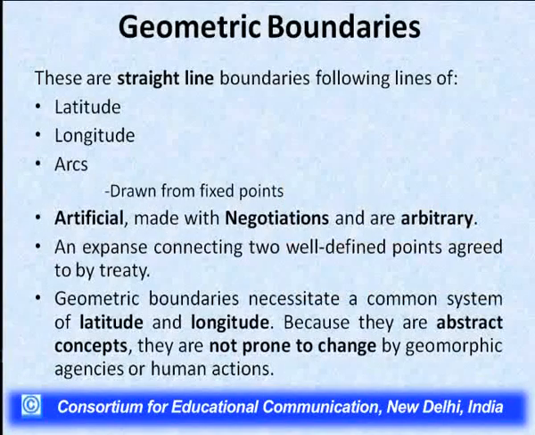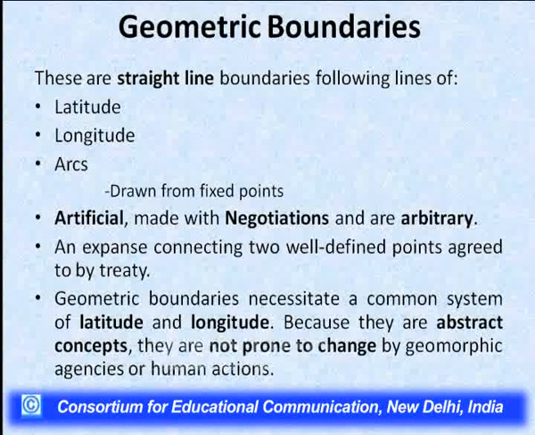So after this, the second type is geometric boundaries. Geometric boundaries are generally straight-line boundaries that have been devised based upon latitude or longitude, or the arc of a circle drawn from a particular point. They are generally artificial, and are devised based upon different negotiations, treaties and agreements, or by arbitration or arbitrary process.